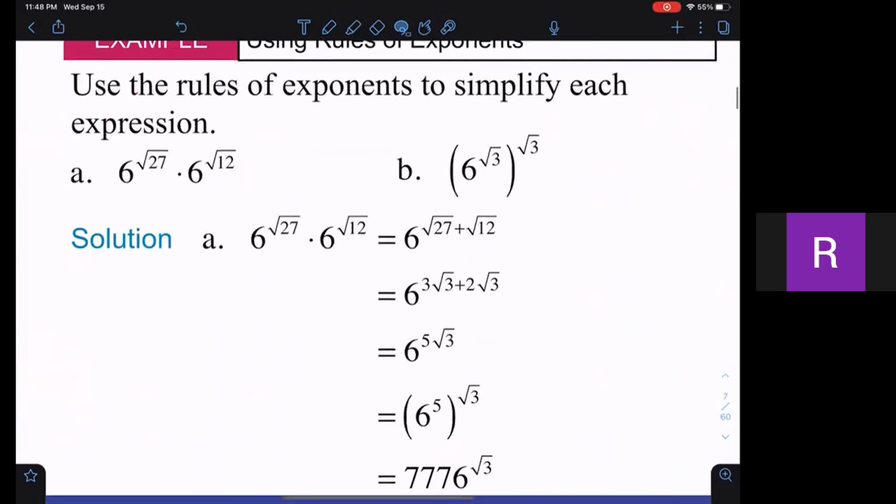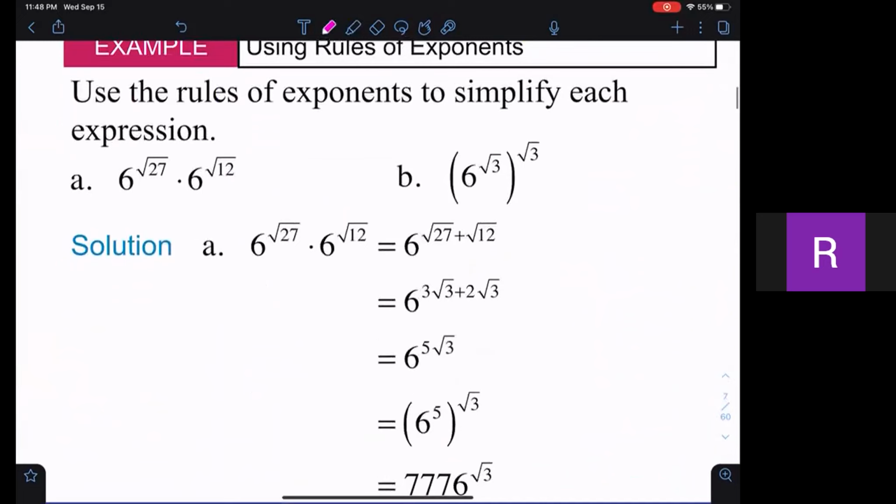Okay, so here, you have the same base, so you have to add the powers, right? So this is going to be 6 to the square root of 27 plus square root of 12. So you can simplify those radicals, right? So this is going to be 27. You have to do the prime factorization, right? Which, I mean, you can do that forever, but I'm just going to do it fast this time.